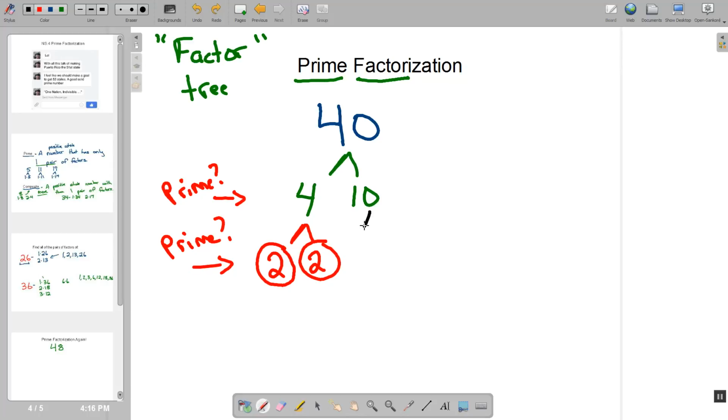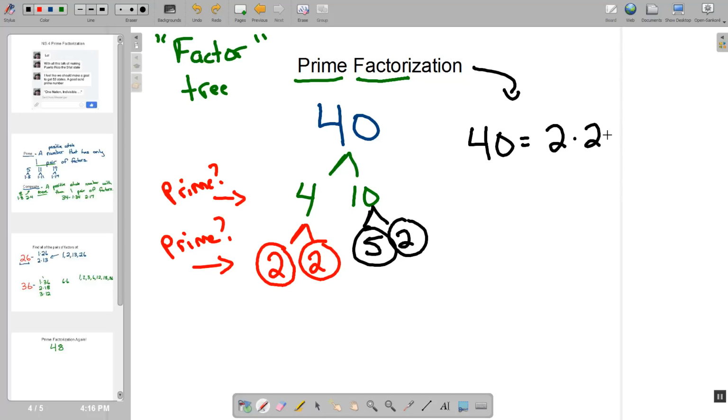The number 10 is not prime, so I'm going to break this up into 5 times 2. 5 is prime. 2 is also prime, so we are done with the tree. Every number has been circled. So when we do prime factorization, you always write it in this form. 40 is equal to, and we're going to multiply all of these numbers times each other. I'm going to go 2 times 2 times 2 times 5.